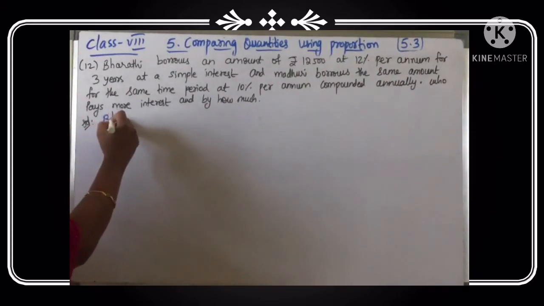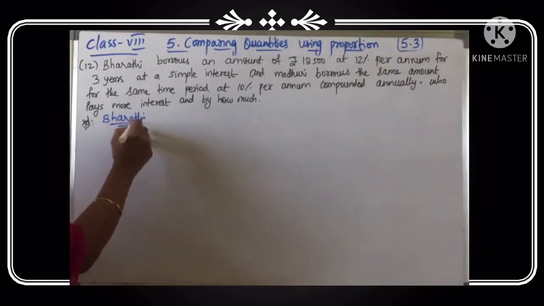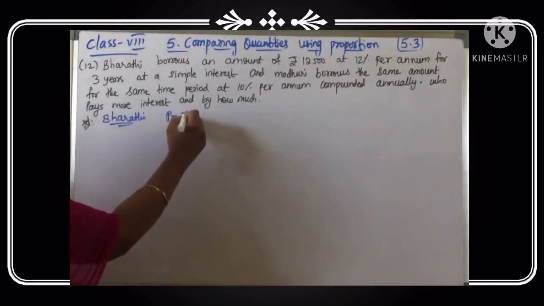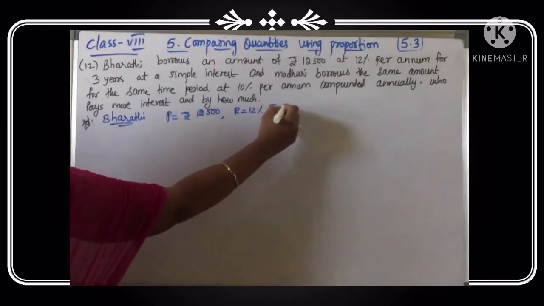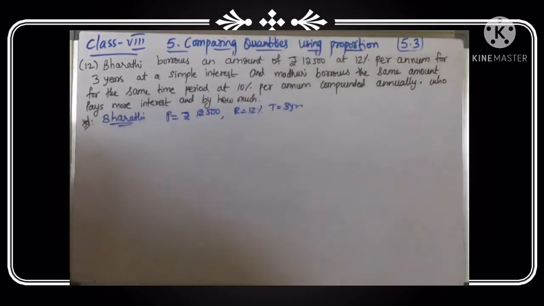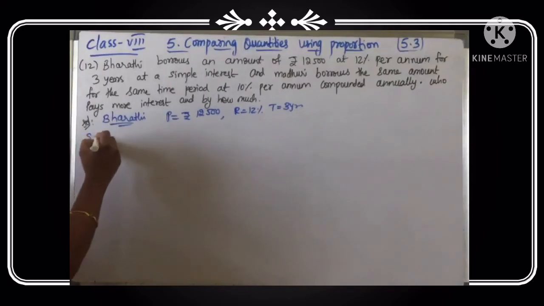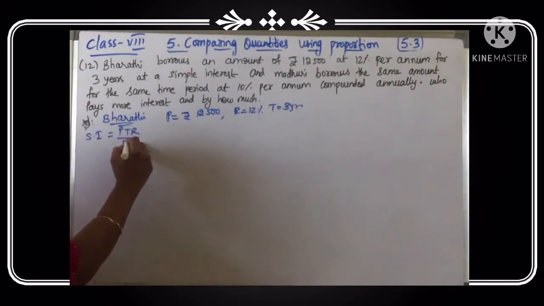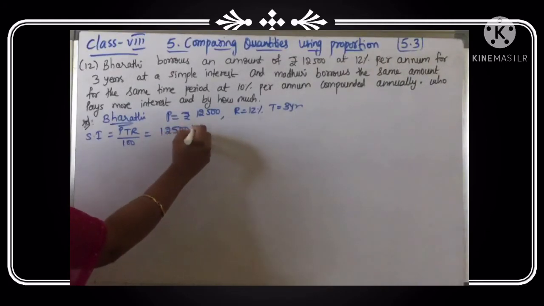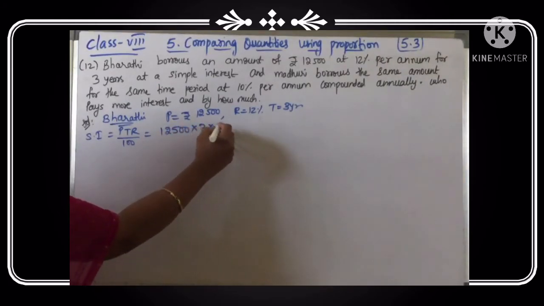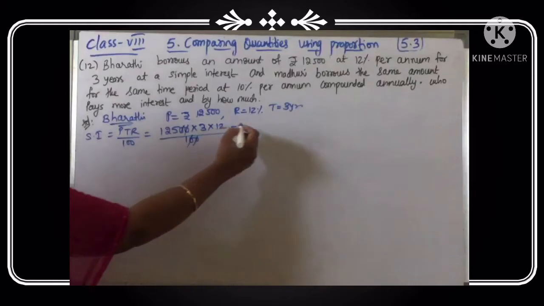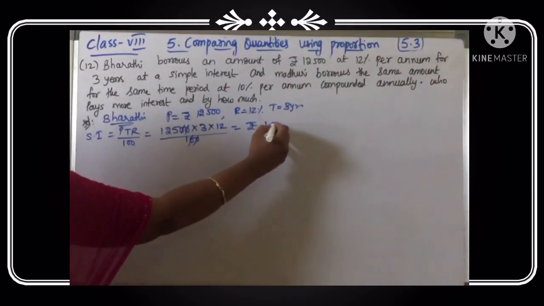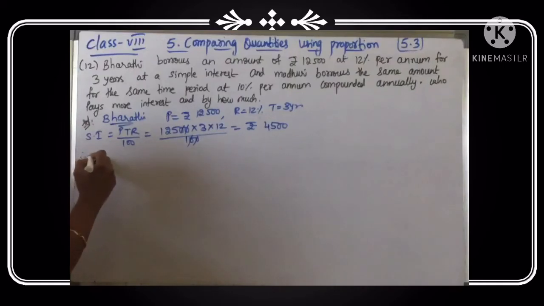Bharati took at 12% per annum, and Madhuri took for 10%, right? So first we'll find how much Bharati should pay. So we'll find for Bharati. P is nothing but 12,500 and rate of interest is 12% and time period is 3 years. Okay. Now first we'll find simple interest. P into T into R by 100. That is 12,500 into T is 3 into 12 by 100. So here when we cancel this 2, you will get interest as 4,500.